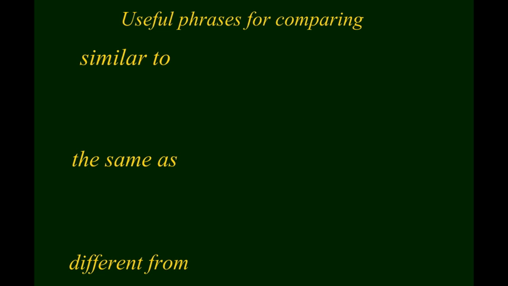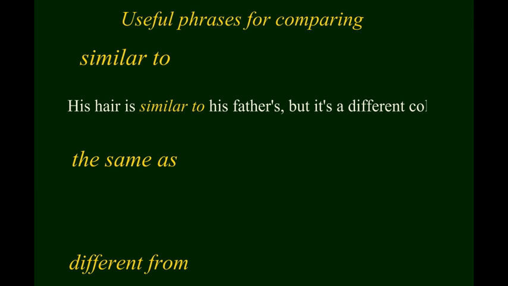There are some useful phrases for comparing. The first one is similar to, which is used to express similarities. And we have, his hair is similar to his father's, but it's a different color. Jo plaukai yra panašūs į jo tėčio, bet skirtingos spalvos. So, similar to is used in this sentence. Another expression, the same as, toks pat kaip.